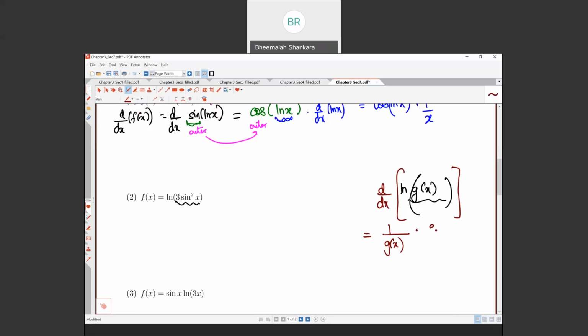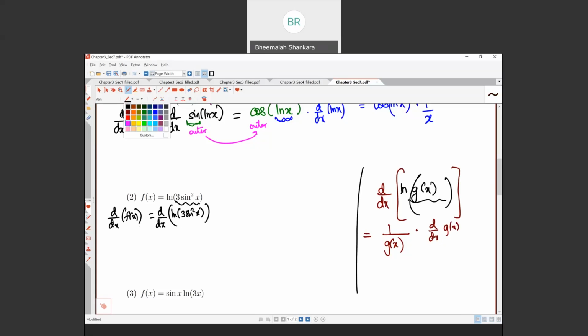Then you want to derive this g of x. So d/dx of g of x, derivative of the inner function g of x. So let's do that here. d/dx of f of x is d/dx of natural log of 3 sine square x. So the derivative of natural log of any function is 1 over the same function. So the function is 3 sine square, so write the same. Then you want to derive the inner function. Inner function is this 3 sine square, so derive it.